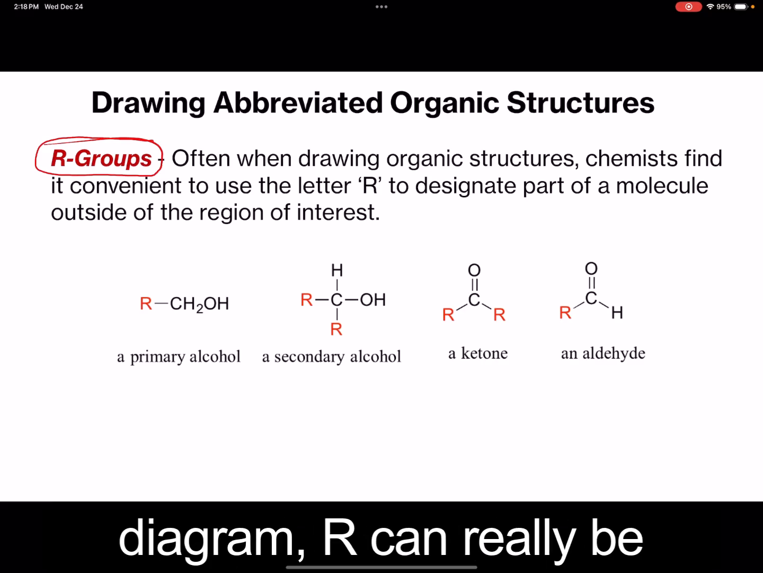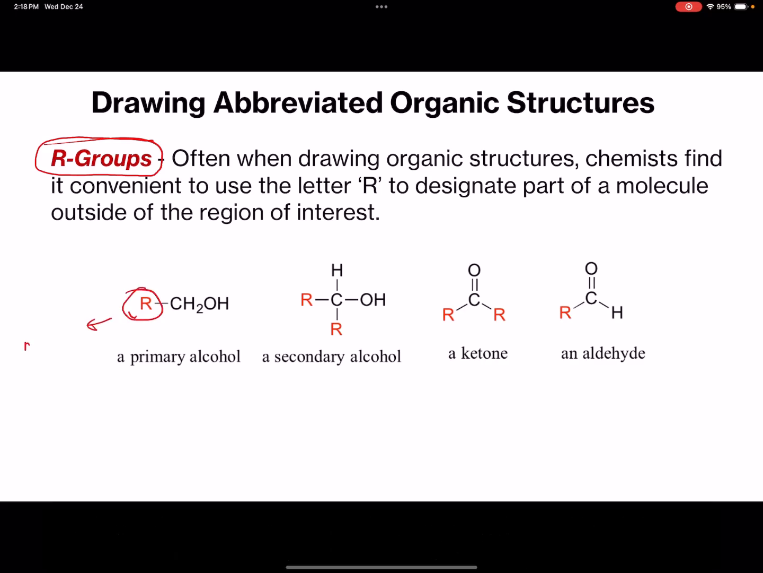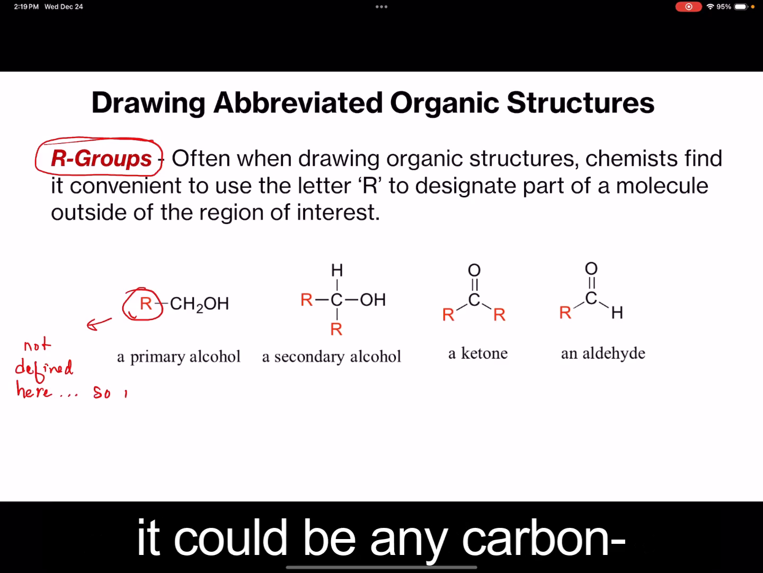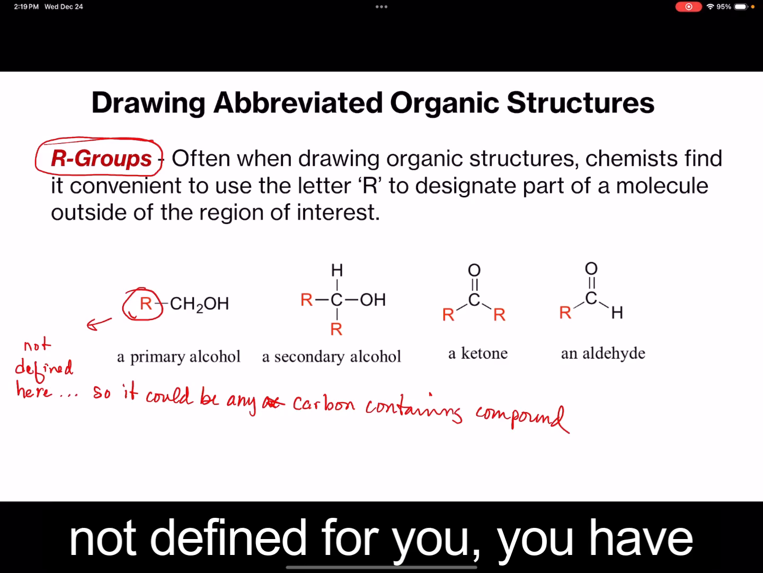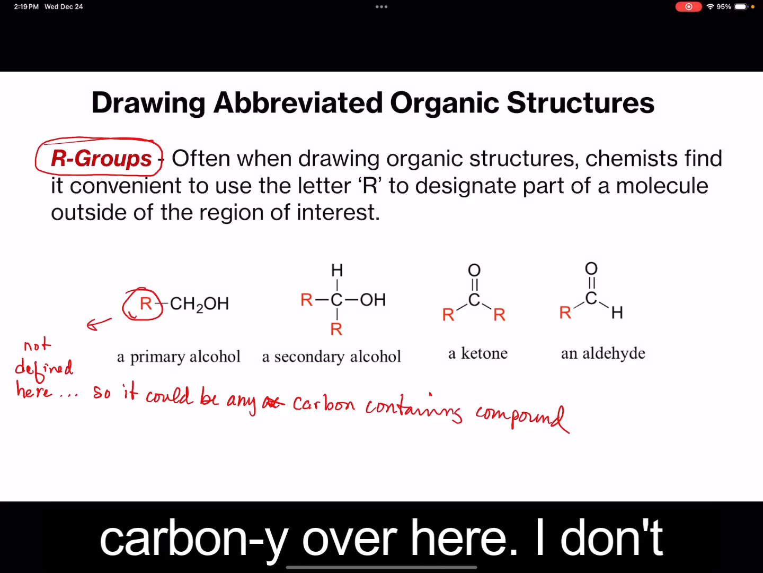So in this diagram, R can really be anything. It's not defined here, right? So it could be any carbon-containing compound. All right, so if it's not defined for you, you have to think, well, it's something carbony over here. I don't know what it is.